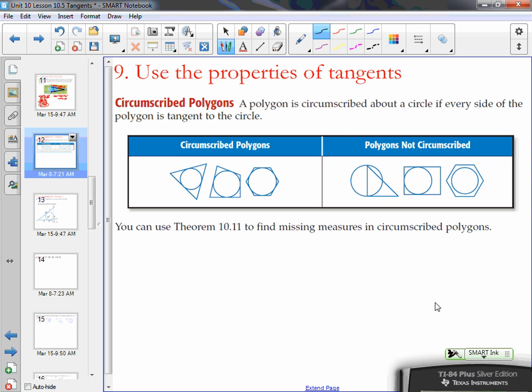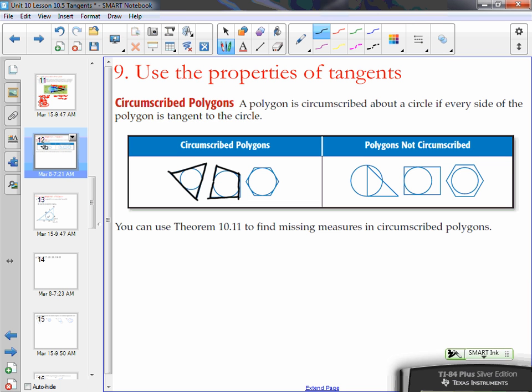Look at this triangle they have here on the screen. That side's tangent to the circle. So is that side. So is that side. For that quadrilateral next to it, each side is tangent to the circle. For the hexagon next to it, each side is tangent to the circle.